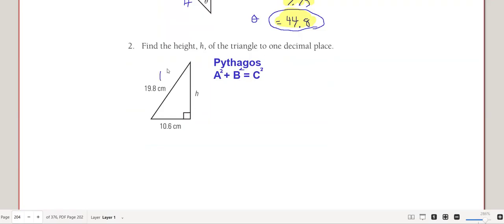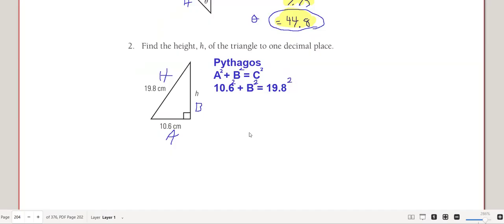This is my hypotenuse, and I'm just going to say this is A and this is B. It doesn't matter which one in those cases. All that matters is the hypotenuse. So what I'm going to do now is just substitute those values in, right? So A I'm saying is 10.6 plus B squared is equal to C squared, which I've said is 19.8. So square, square, square.